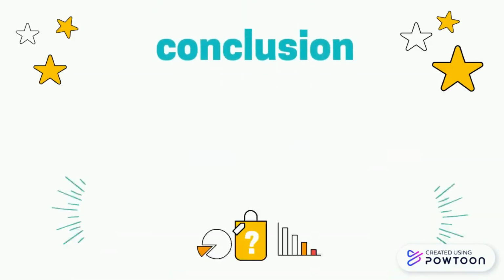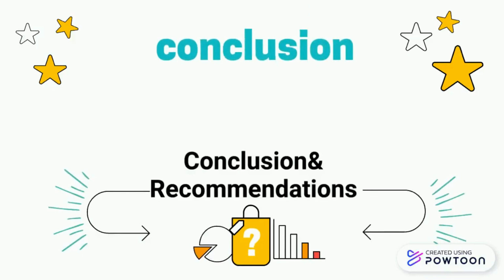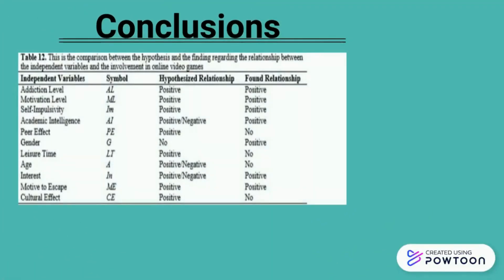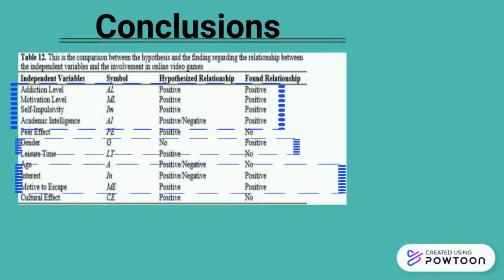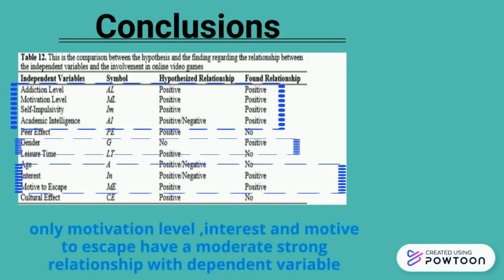Let us continue with the conclusion and recommendation. From the data, we know that 7 out of 11 independent variables have positive relationships. However, only motivation level, interest, and motive to escape have a moderately strong relationship with the dependent variable.